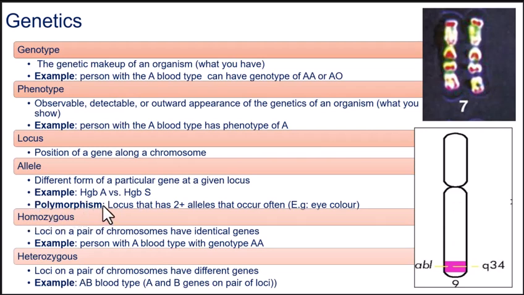And polymorphism, a term I haven't brought up yet pertaining to alleles, just indicates that what we can see is several different forms. So a locus that has two or more alleles that occur often. So there are more than two different eye colors. There are more than two different blood types. Poly means many, so there are many different possible forms.